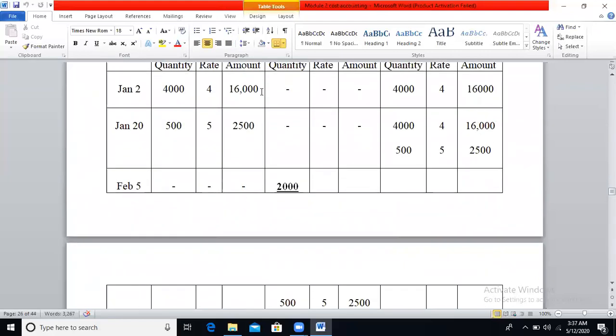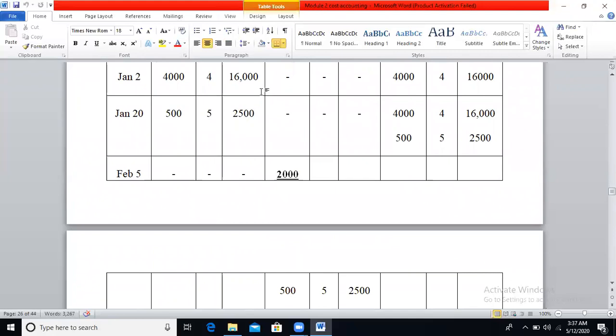The next transaction is February 5th, we are making an issue of 2,000 units. Now you have to decide at what price this should be issued. If you are doing the FIFO method, you see the first balance because the first purchased units will be issued first. In the case of the LIFO method, you have to see the last balance in the balance column. First you have to issue the last balance. If you want further units to be issued, the previous batch of units will be considered.